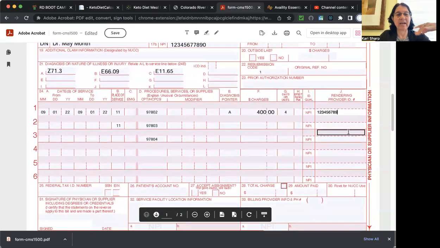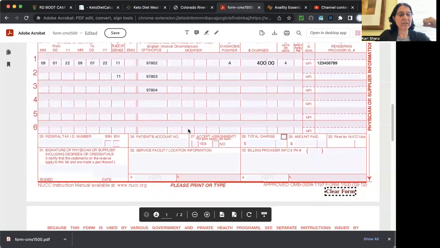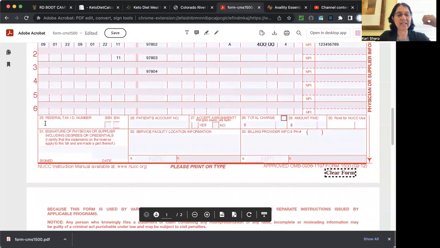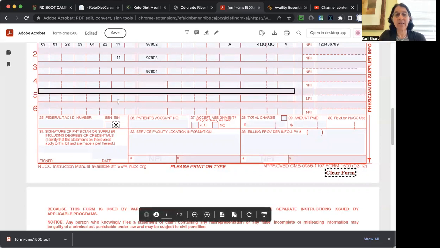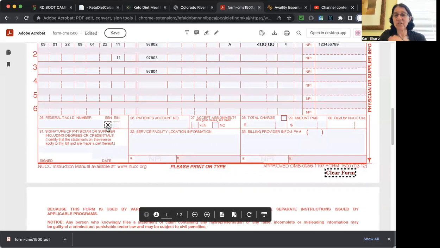All right, so you filled out your lines. Now you move down to federal tax ID number. EIN is your federal tax ID number. That means you're a business, you submitted, you got your number, and you're now billing through your business name. So usually that's what it is. If you're billing as a practitioner, just your type 1 NPI, then it's your social security number, or maybe you have a tax ID number. And that's, again, usually a combination of numbers.